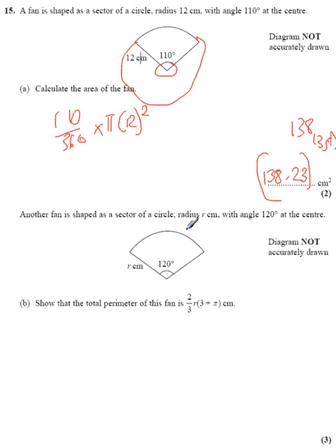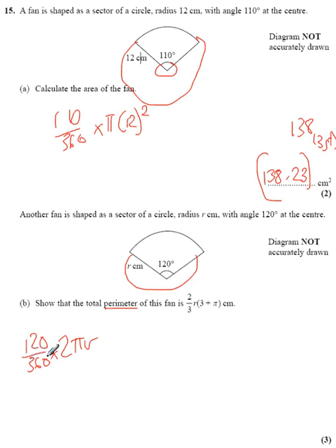Now, for the next bit, it gives you the same question, but this time with r. It says, show that the total perimeter of this fan is 2/3 r times (3 plus pi). So, okay, it's not quite the same. It's asking for the perimeter. The principle is the same. If you're working out the total perimeter of a circle, it would be 2 pi r, wouldn't it? But this one's 120 360ths of that, so it's 120 over 360 times 2 pi r.